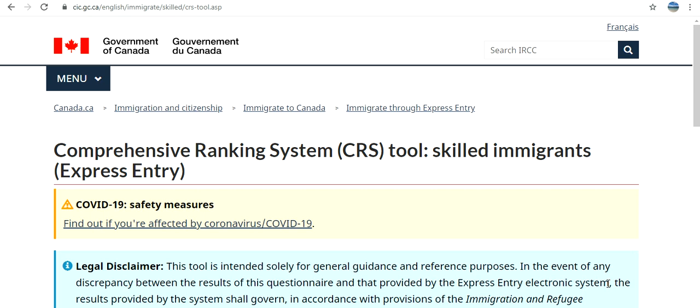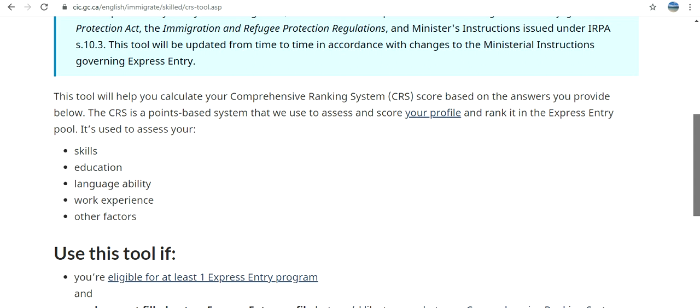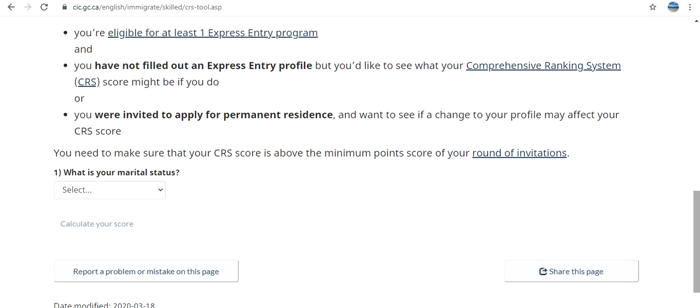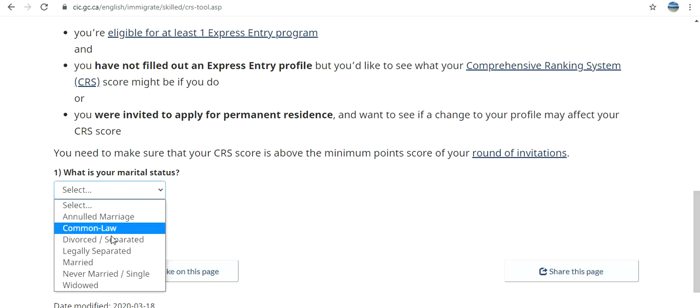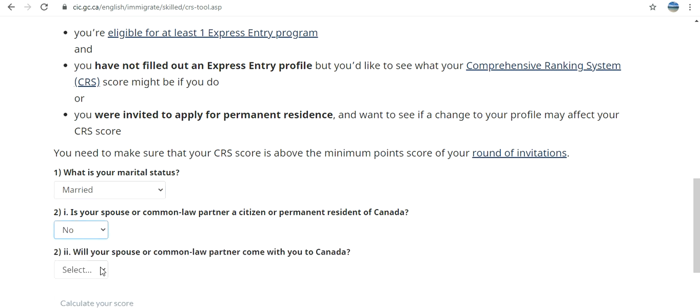So let's proceed. I'll show you. Let's say there is a case where a husband is a bachelor's degree holder and the wife is a PhD holder, and we'll check both ways. Now case scenario 1, the husband is the principal applicant. So he is answering: what is your marital status? Married. Is your spouse a common law partner or citizen of Canada? No. Will your spouse come to Canada? Yes.